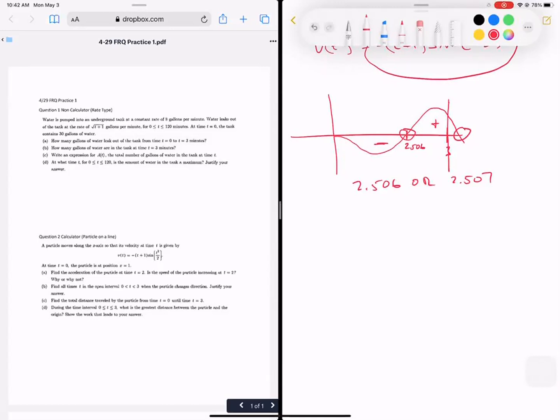Is that okay for part B? Now let's take a look at part D. Andrew, tell me if that's not enough, okay?